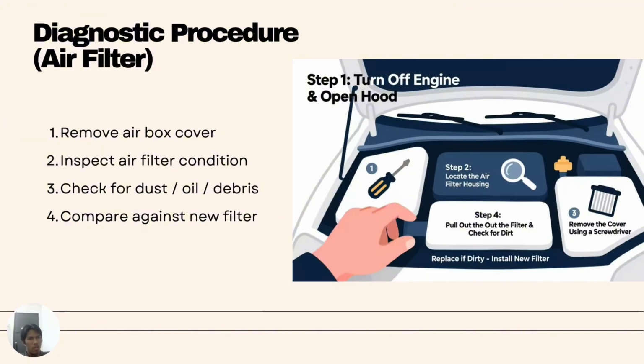And next is the diagnostic procedure for the air filter. First is turn off the engine and open the hood. Remove the airbox cover, locate the air filter housing, and then inspect the air filter connection. Remove the cover using the screwdriver and check for dust, oil, or debris. Then pull out the filter, check for dirt, and compare with a new filter.